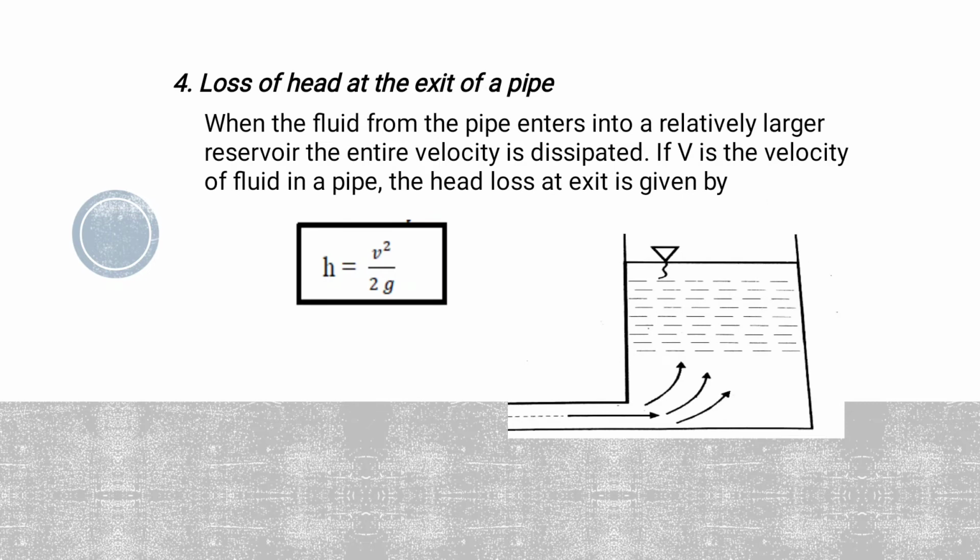Loss of head at the exit of pipe. When the fluid flows from the pipe into a relatively larger reservoir, the entire velocity is dissipated. If V is the velocity of the fluid in a pipe, the head loss at the exit is given by H is equal to V² by 2g.